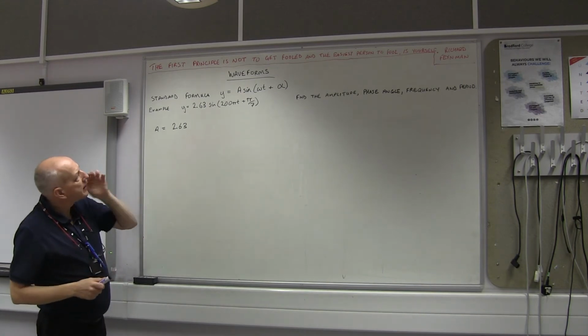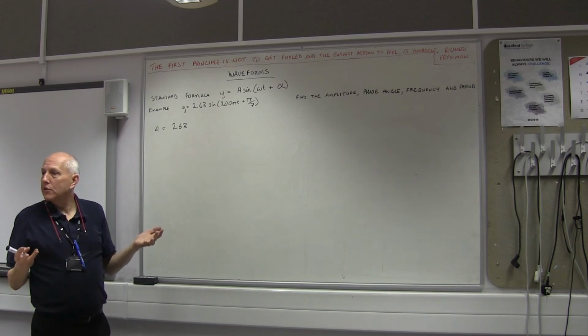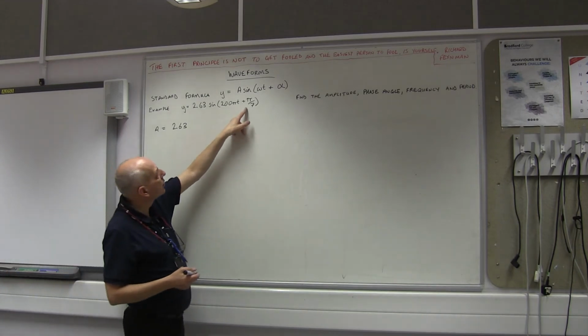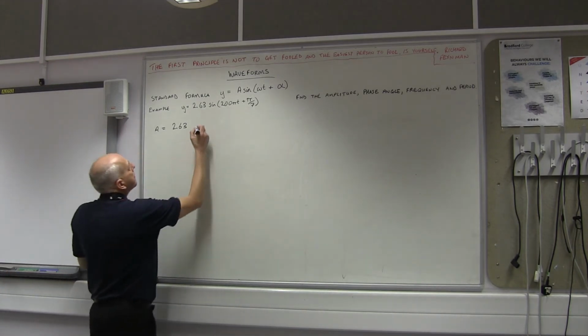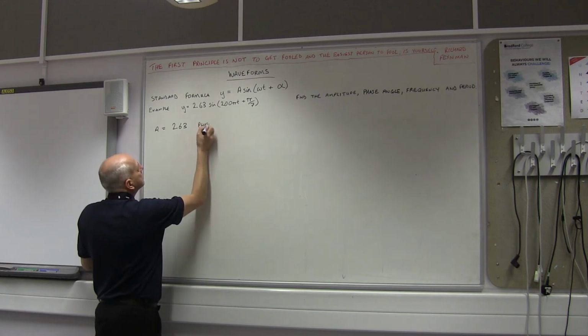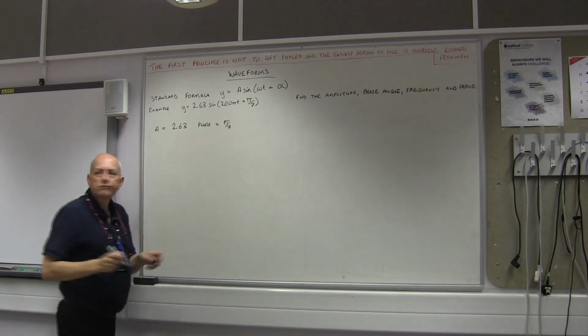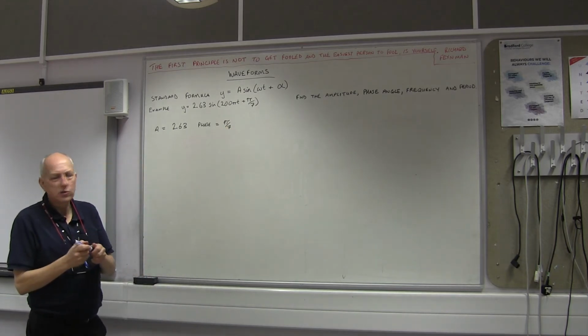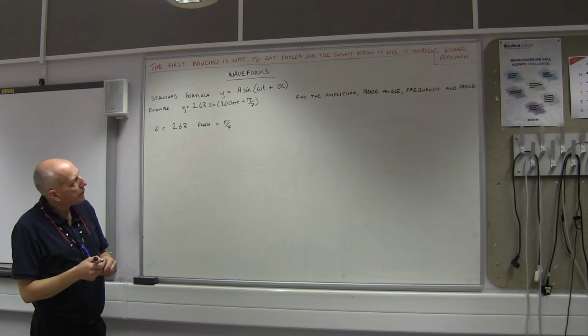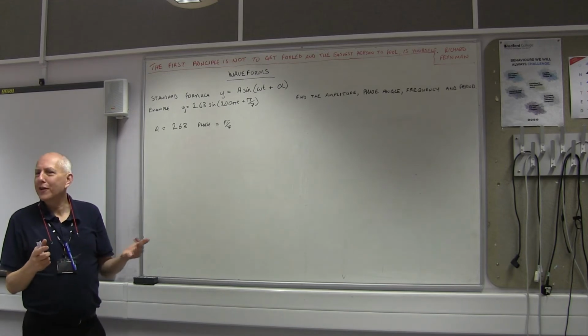So the next question is find the phase angle. And again, it's easy, you just read it off there. So the phase angle is that. So the phase is simply pi divided by 7. So that's quite easy. And then we've got the frequency. So we need a little bit of work.